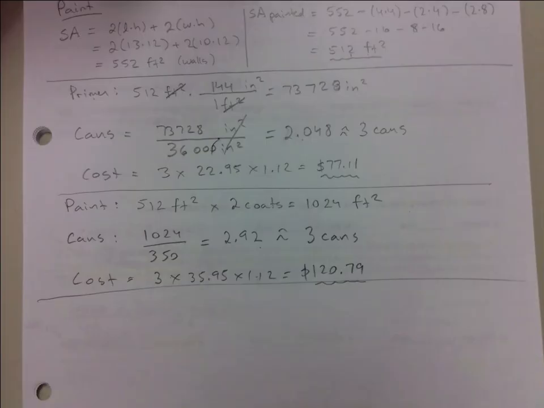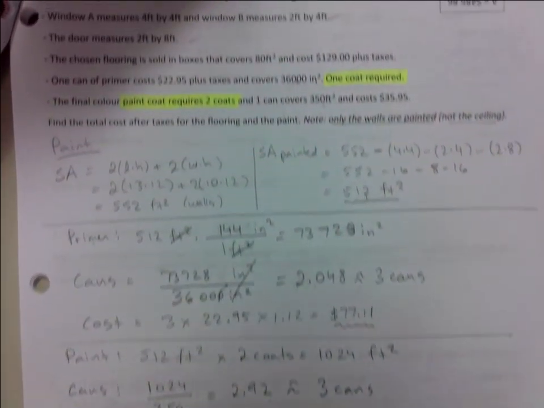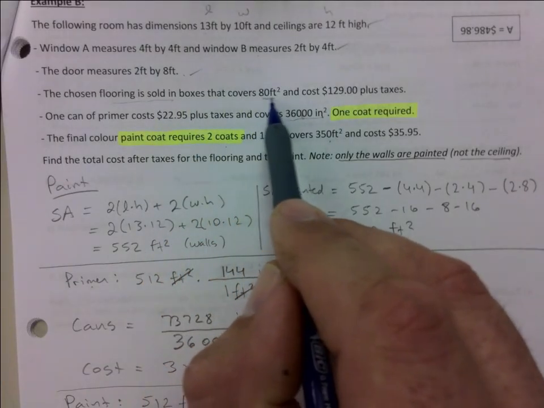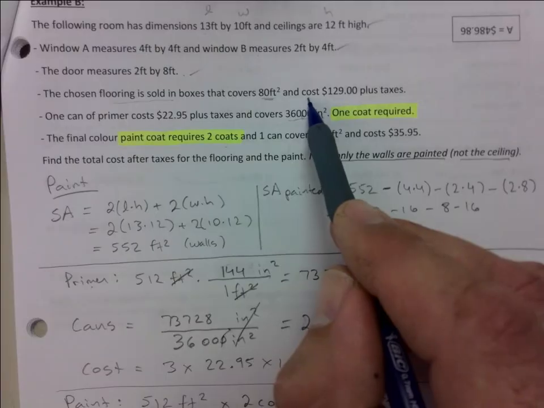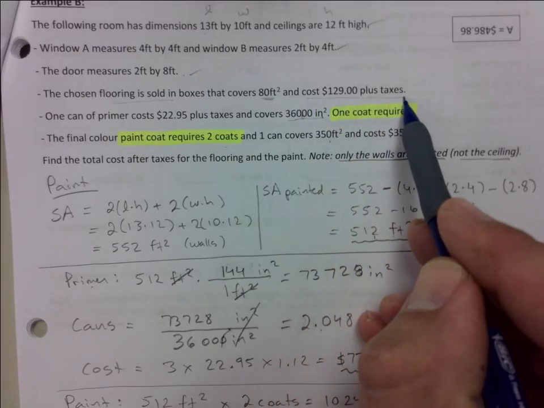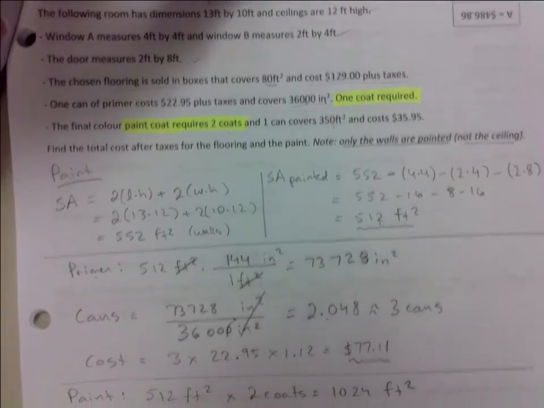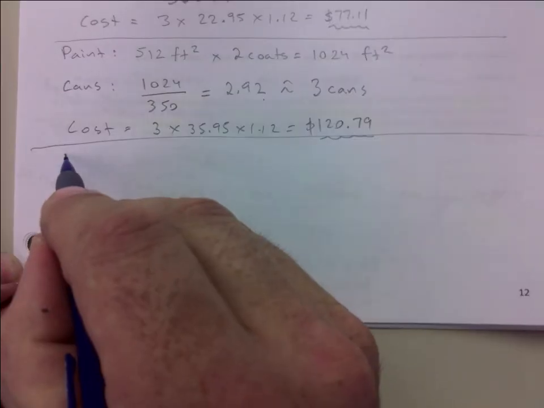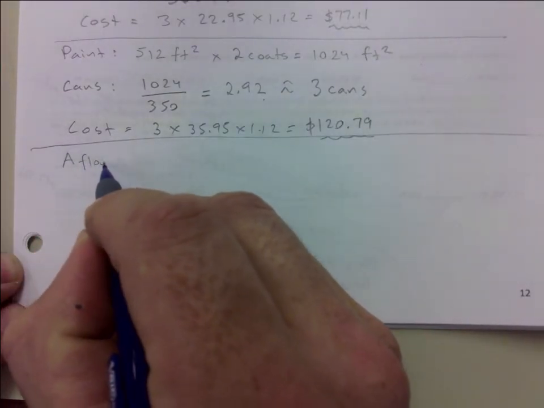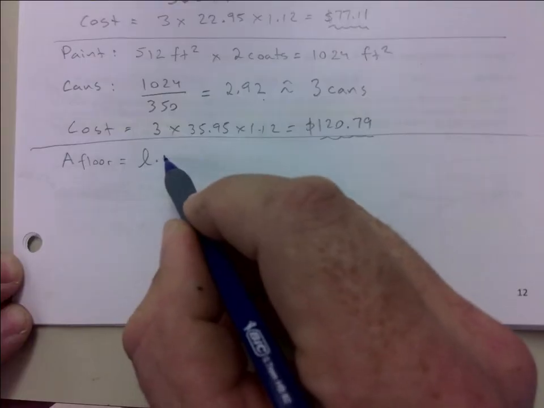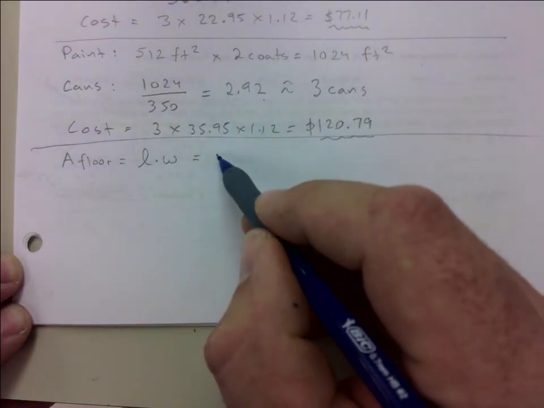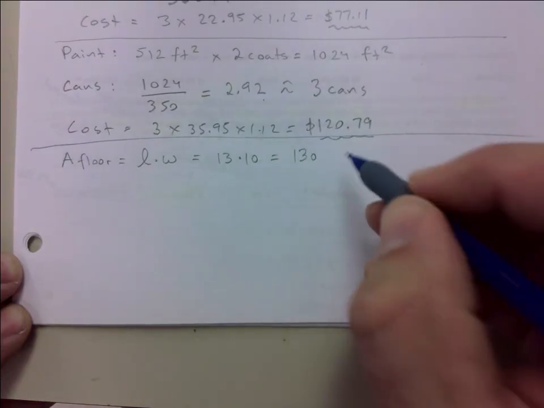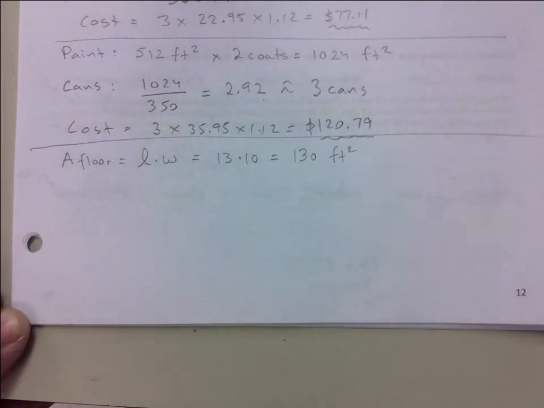The chosen flooring, here we go. It's sold in boxes that cover 80 square feet. And the cost is 129 plus taxes. So we're going to do that now. So for flooring, the area of the floor is just length times width. And the length is 13, the width is 10. So that is 130 square feet. Okay.